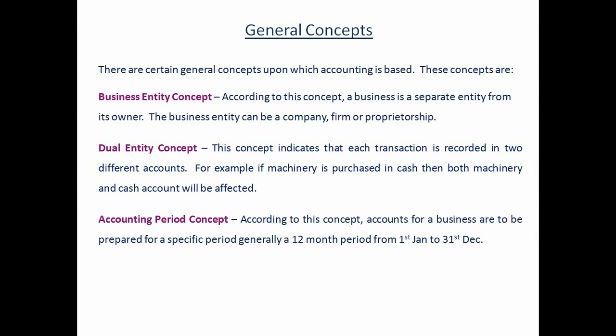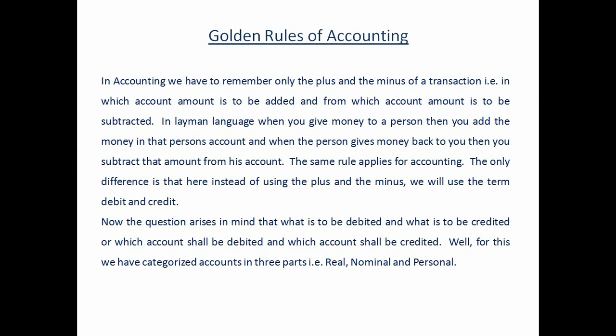Next is your accounting period concept. According to this concept, accounts for a business are to be prepared for a specific period. For example, a 12-month period starting from 1st January to 31st December. Accounting should always be maintained on a yearly basis starting from 1st January or 1st April or 1st July in certain countries. So from whichever country you trade, you need to follow the financial period that the country follows.